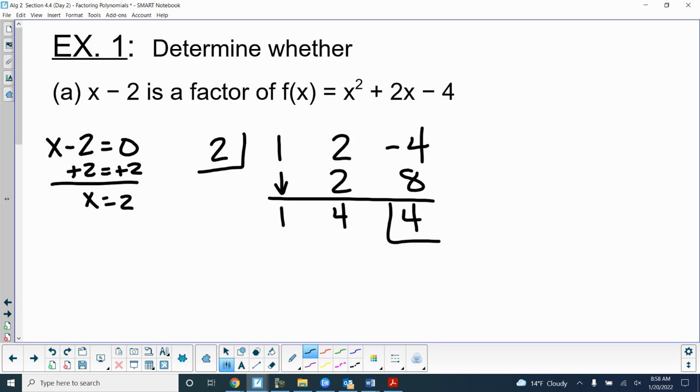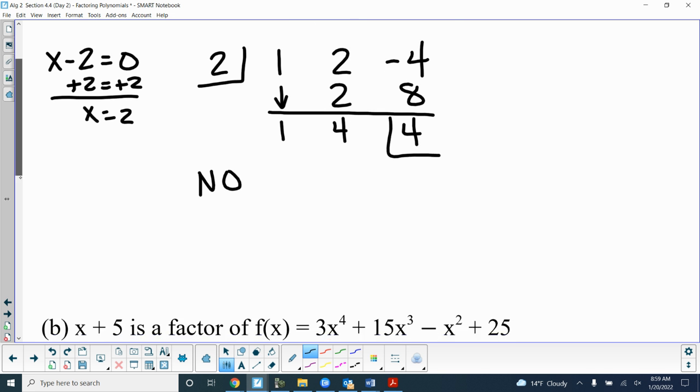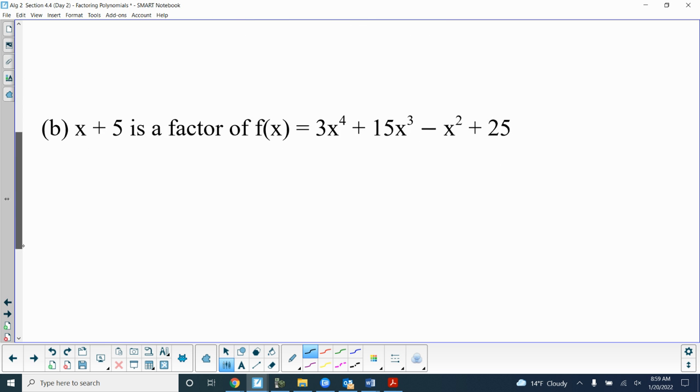No. What's it got to be to be a factor? It has to be a 0. So we would say no. Okay? So if you're determining if a binomial is a factor of a polynomial, use your synthetic division. If you get a remainder of 0, you say yes, it's a factor. If you don't, like this example, you say no, it's not a factor. Okay? So do your synthetic division and then say yes or no. Go ahead and do this one, please.